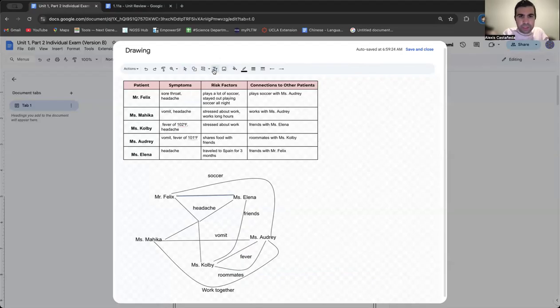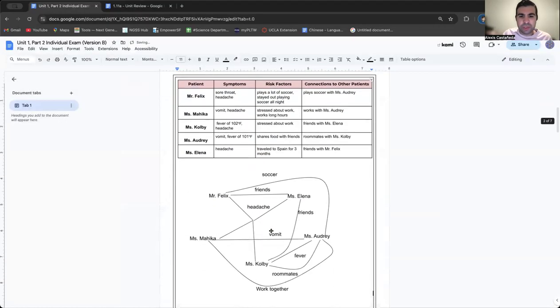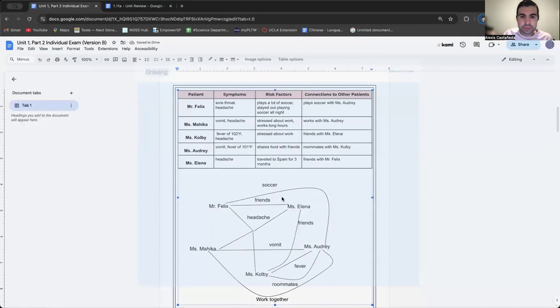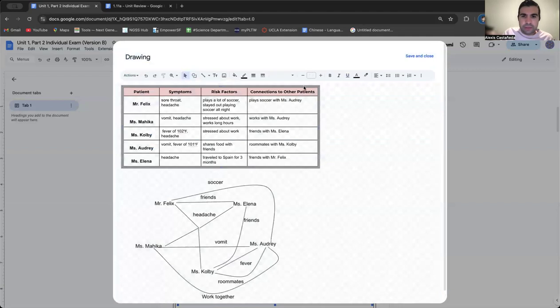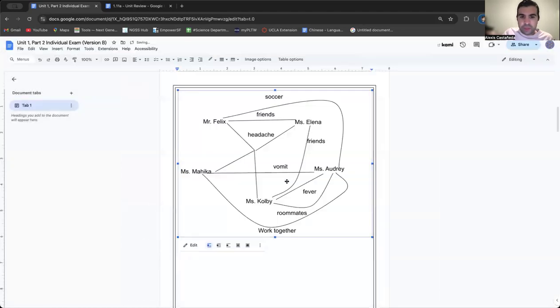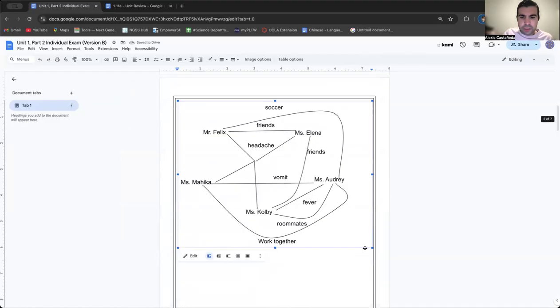All right. So your diagram might look something like this. We have all the patients and all the connections between them. So our diagram is going to look something like this when we're finished. All right. Great. And so that's how you do this one. Let's go on to the next questions.